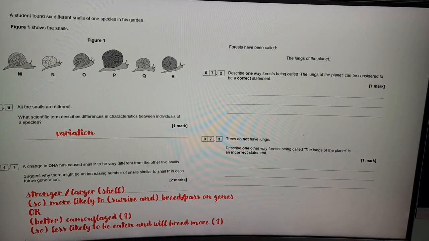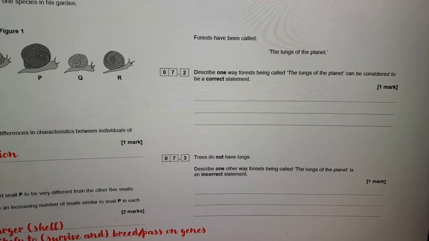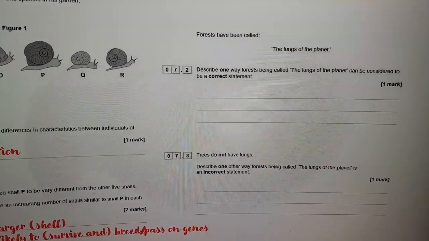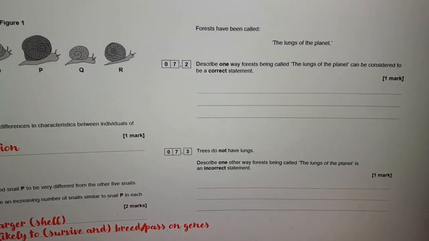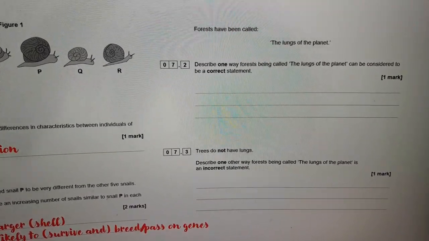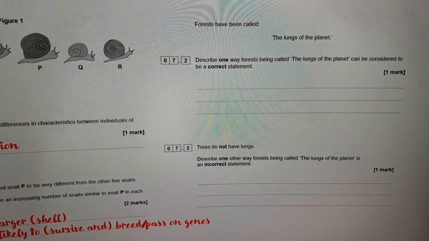And the last question we're going to do, you'll be pleased to know, is questions 7.2 and 7.3, which is slightly about the carbon cycle, slightly about trees and stuff like that. Let's take a look. Here we go. The lungs of the planet. Forests have been called the lungs of the planet. Why is it correct? Trees do not have lungs. So why is calling forests the lungs of the planet incorrect? Really nice question. Pause the video and have a go.